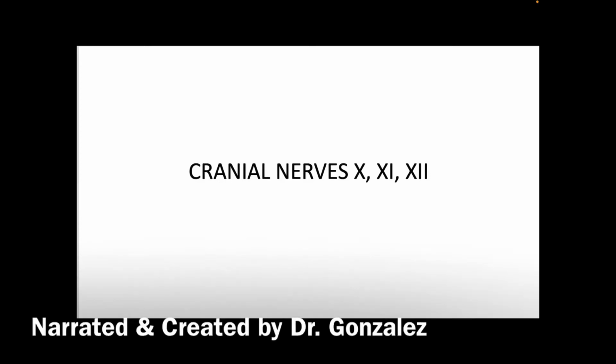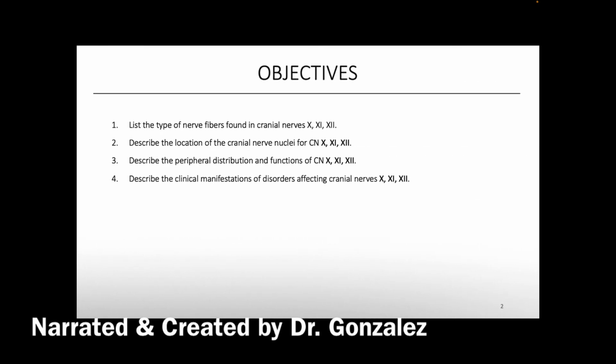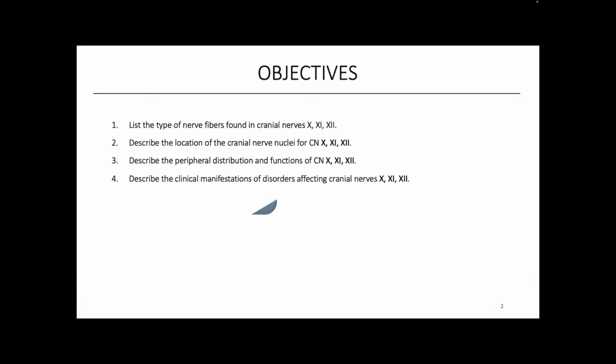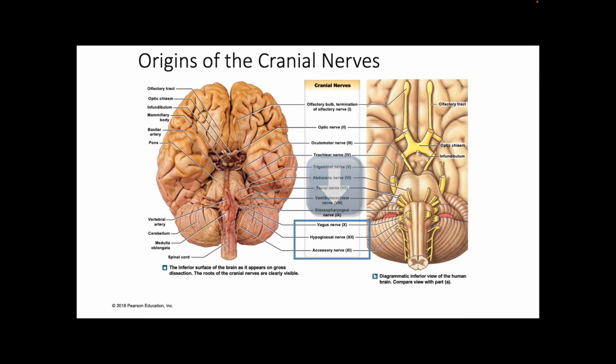In this video, we're going to go over cranial nerves 10, 11, and 12. Some of the objectives are to list the type of nerve fibers found in the cranial nerves, describe the location of the cranial nerve nuclei, and describe the peripheral distribution and, in general, some of the functions. The clinical manifestations I'm going to explain in another video. Here are the cranial nerves that we are going to discuss in this video.